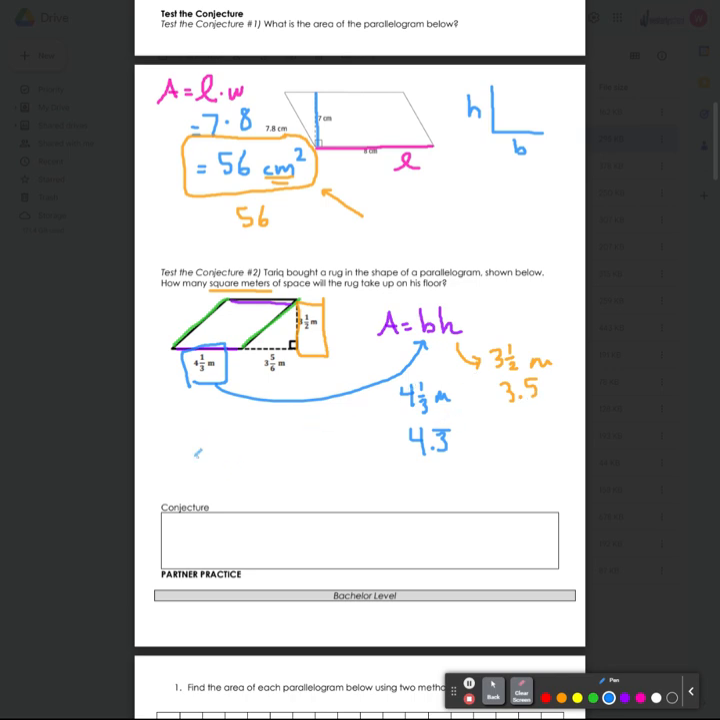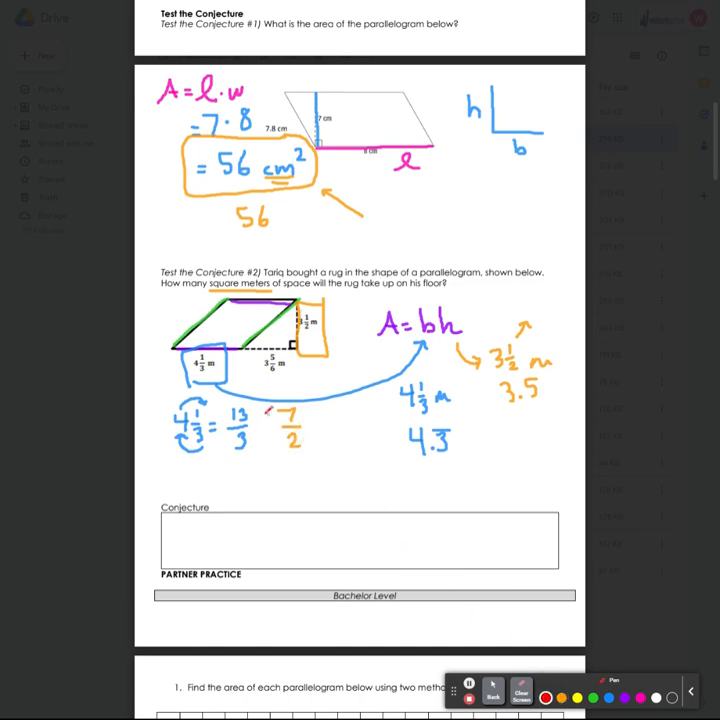So I'm going to take my 4 1/3, and I'm just going to convert it to an improper fraction by multiplying the denominator times the whole number. So 4 times 3 is 12. And then adding the numerator, which is 1, gives 13 over 3. I'm then going to take my 3.5, also convert that into an improper fraction. So 3 times 2, which is 6. 6 plus 1 is 7. So that's 7 over 2.